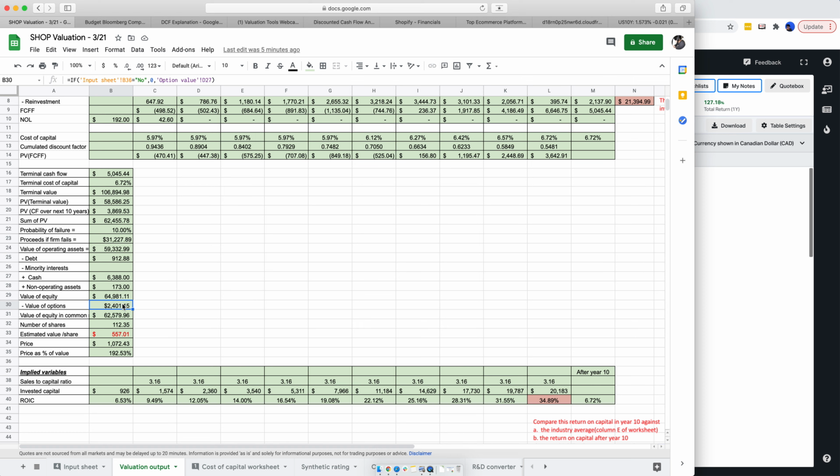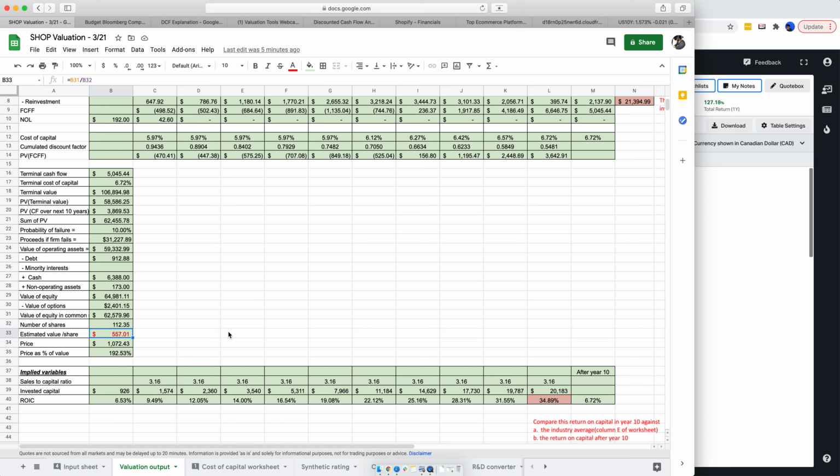You subtract out the fact that you've got all these different options that could get redeemed, which leads you to this number here, which is basically what we think the market cap, the valuation, of Shopify is. From all the assumptions that I've made, at least, I think it's worth around $62.5 billion. If we divide that by the number of shares outstanding, that gives us an estimated price of $560.